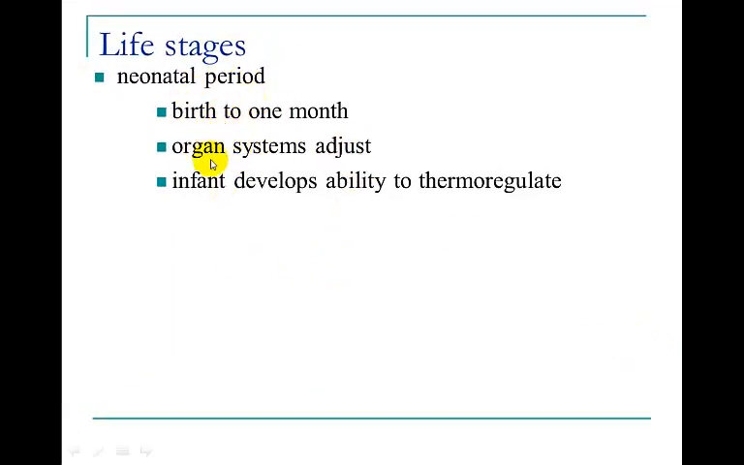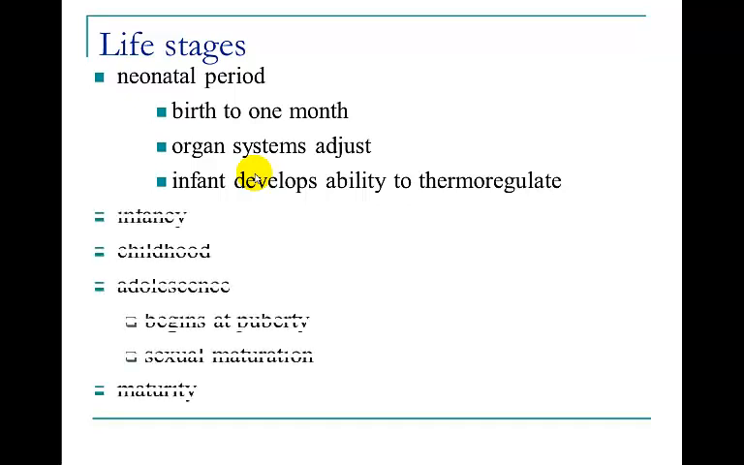We said that in the neonatal period, birth to 1 month, the organ systems are developing. The infant during this period is beginning to thermoregulate. That's why you always see these newborns with little caps on them, and they're wrapped up in blankets. They cannot thermoregulate for themselves very well. And these are, of course, the later stages of life.